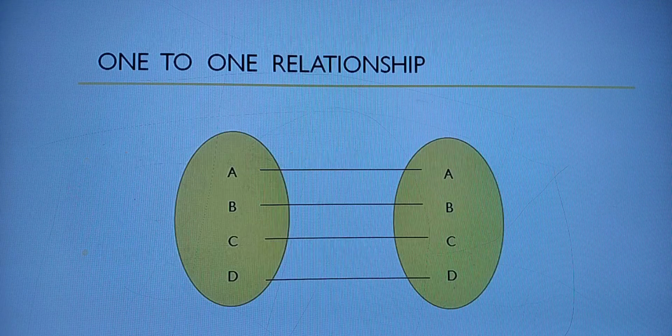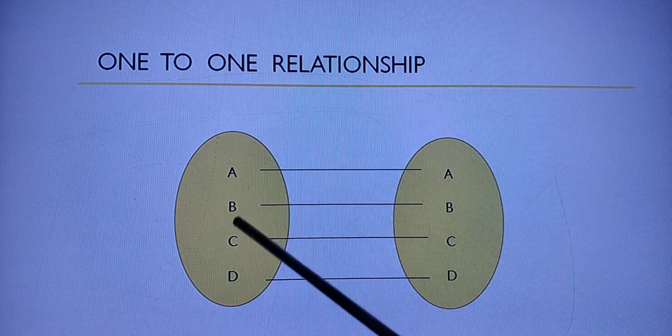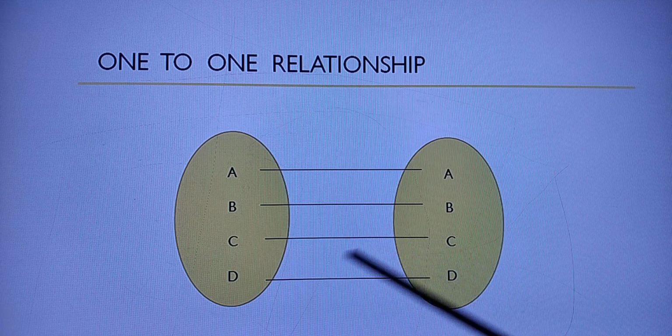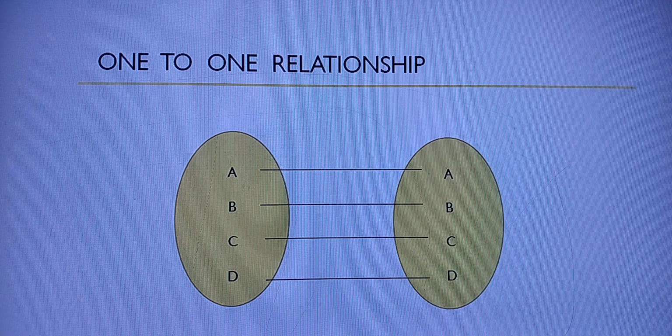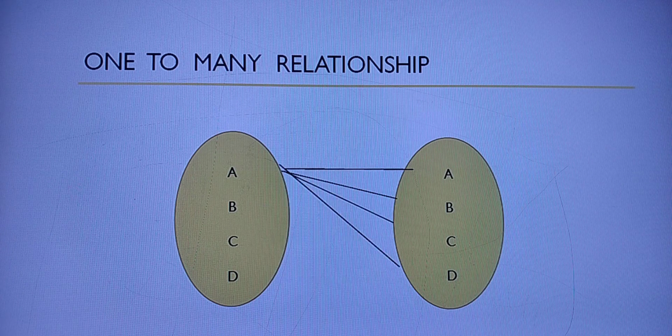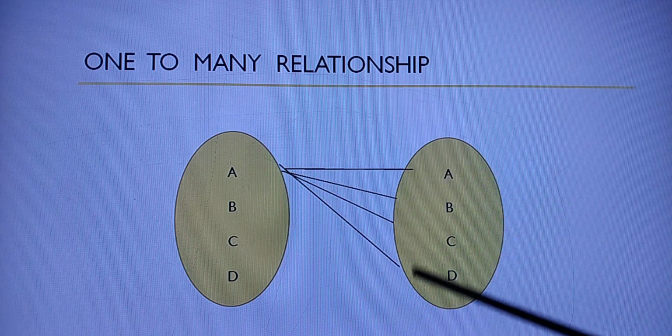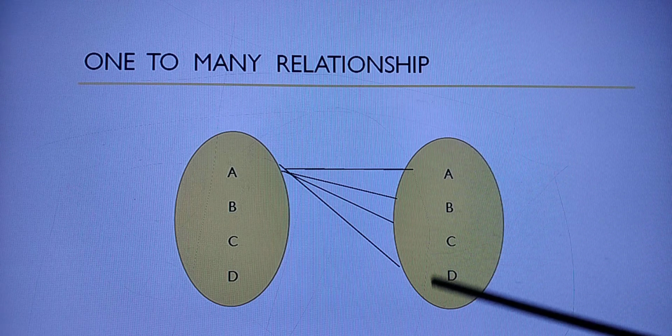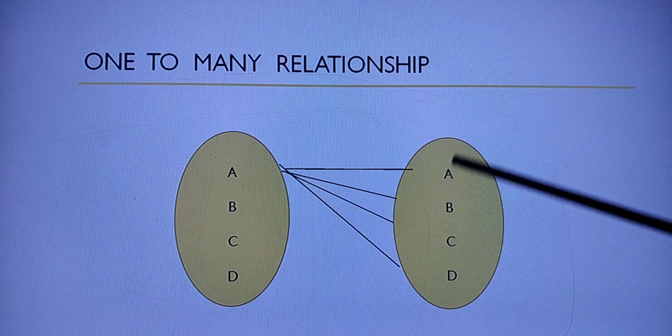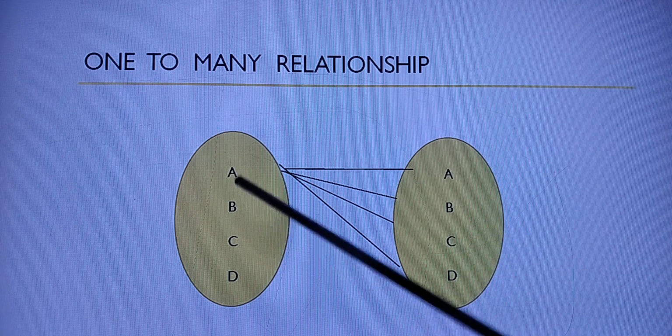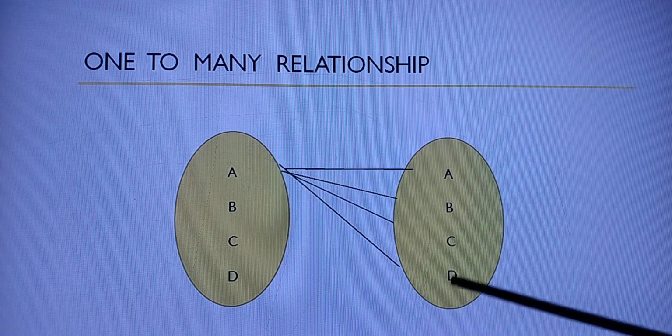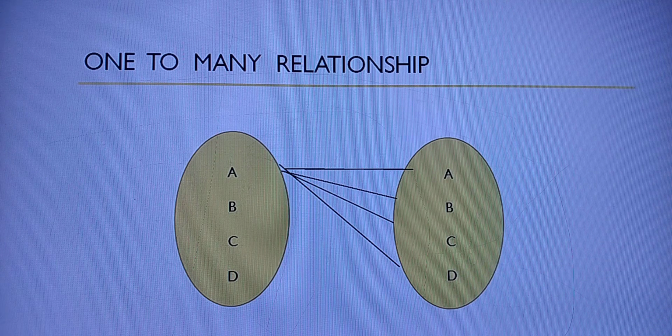The first one is your one-to-one relationship. See here, A to A, B to B, C to C, and D to D. So this is your one-to-one relationship. The next one is your one-to-many relationship. By the name itself you can tell that only one from this entity is going to have a relationship with all the entities available in the next table. So it is one to many relationship. This is your one-to-many relationship.